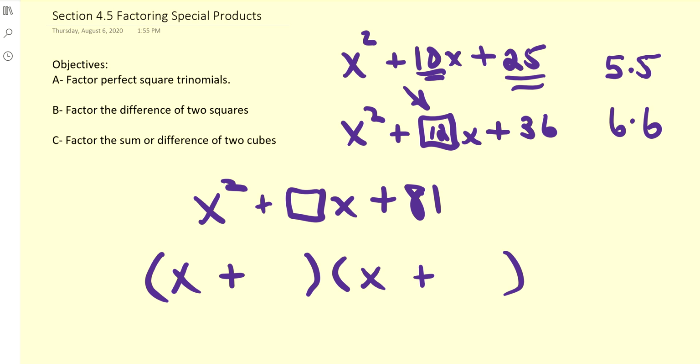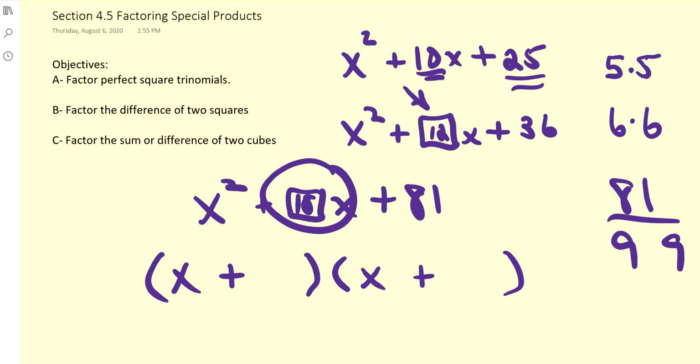9 and 9 I know is 18, so 18 would go in the middle there. But really we're just factoring this. So then what would you put? I need two factors of 81 that add up to be 18. We know it's 9 and 9. A 9 would go here and a 9 would go here. Then it's factored.